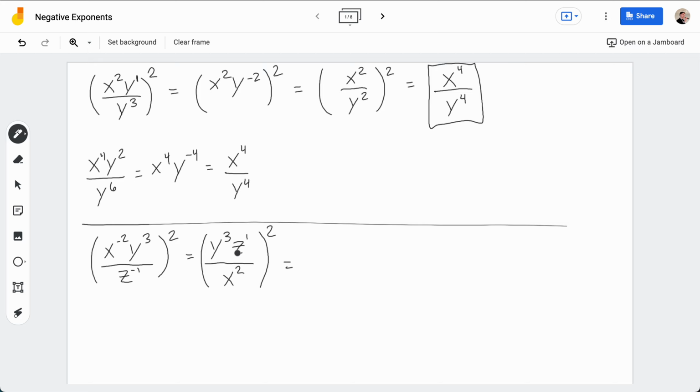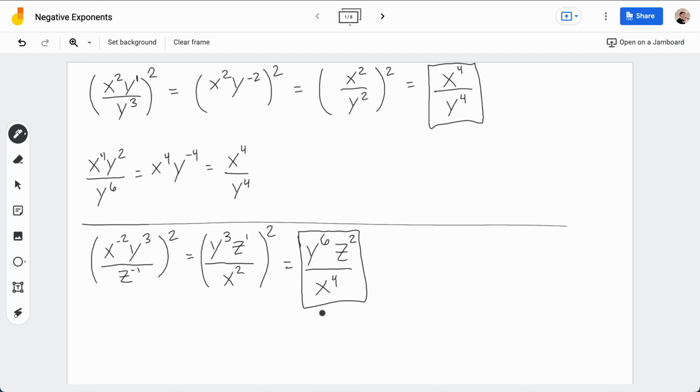There are no common bases for me to work with, so I can distribute the 2 and raise each of the terms in here to the second power. So this is going to turn into y to the 3 times 2 is 6. Remember, you multiply when you have an exponent raised to an exponent. Times z, 1 times 2 is 2, divided by x, 2 times 2 is 4, so x to the 4th. And that would be our answer for that one.